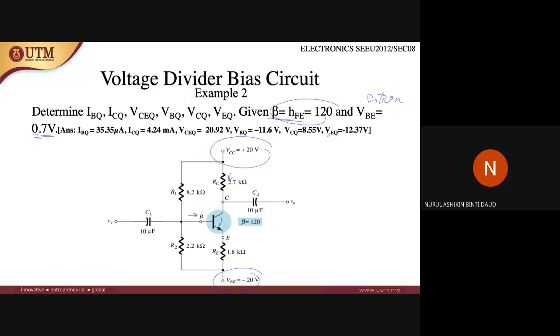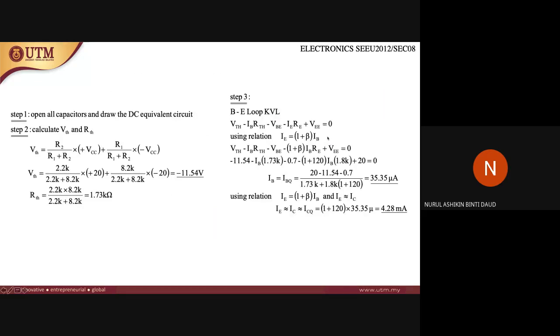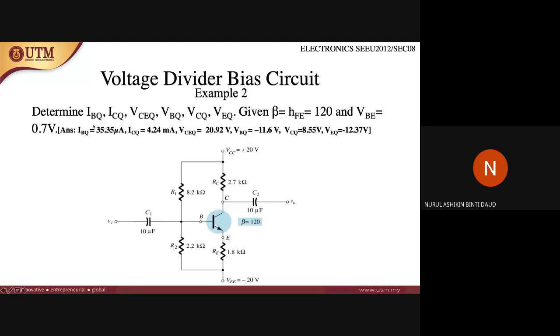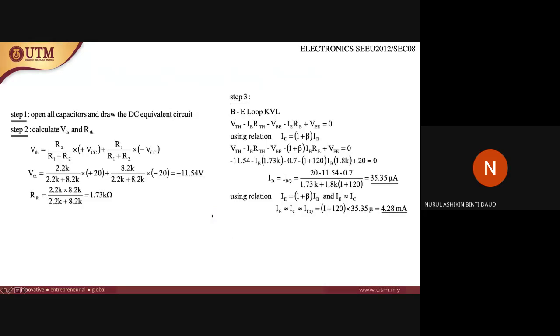So let's look at how to solve this kind of problem. First of all, open all the capacitors and draw the DC equivalent circuit. Remove all the capacitors inside this circuit, so it will leave you with this figure only. Next, calculate VTH and RTH.